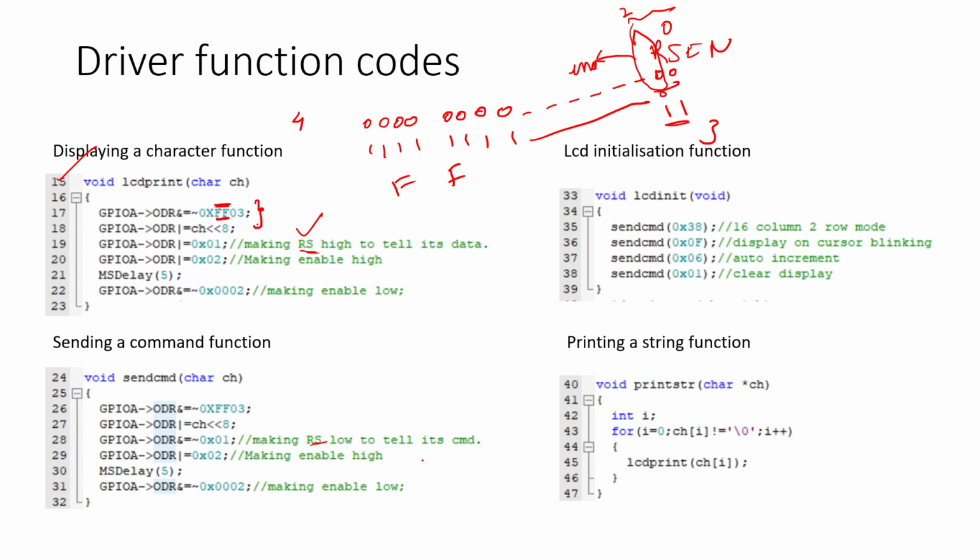And coming to the print string function, as I mentioned earlier, it will loop through the string until the \0, which means the string terminator comes. It will send data character by character onto the display using the LCD print function. So this is all we have about the driver function.